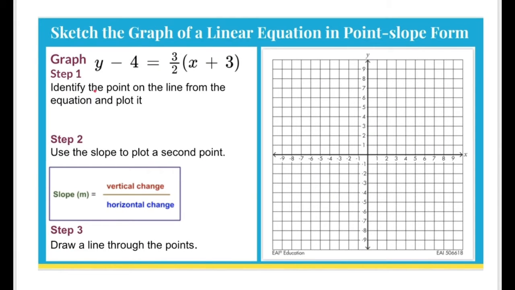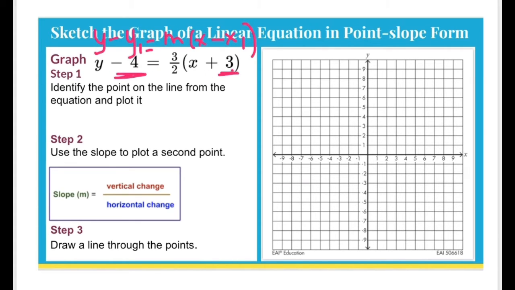Now let's grab the equation y minus 4 is equal to 3 over 2 times the quantity of x plus 3. The equation in point-slope form is y minus y sub 1 is equal to m times the quantity of x minus x sub 1. So here, x sub 1 is negative 3 and y sub 1 is positive 4.